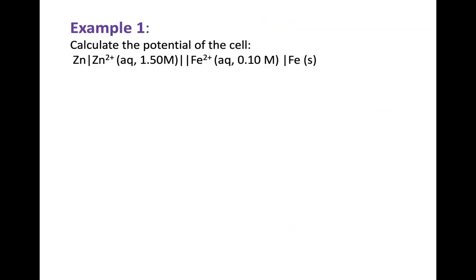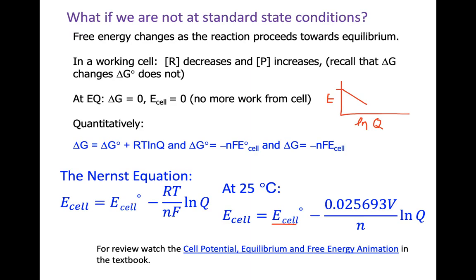In our first example, what I want to talk about is how we could use this Nernst equation to find the potential of the cell. Calculate the potential of this cell. And we've got this at non-standard state conditions. These concentrations are not one molar. So in order for us to do that, let's just go back one slide. We need the standard cell potential, and we're going to need to know how many electrons are being transferred.